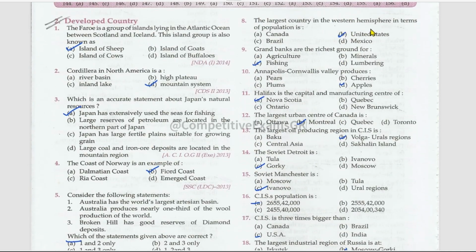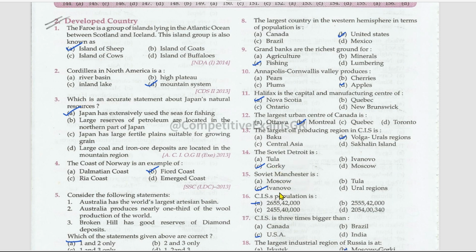The largest country in the Western Hemisphere in terms of population is the USA. Grand Banks are the richest ground for fishing. Annapolis-Cornwallis Valley produces apples. Halifax is the capital and manufacturing center of Nova Scotia. The largest urban center of Canada is Montreal. The largest oil producing region in the CIS is the Volga-Urals region. The Soviet Detroit is Gorky.